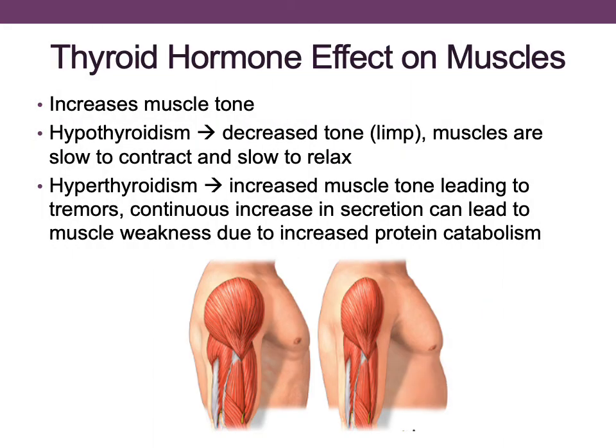Thyroid hormone effects on muscles. The textbooks say that thyroid hormone increases muscle tone, but normal levels just give muscles a nice normal tone to them. However, in the case of hypothyroidism, there will be a decreased tone. The muscles will feel limp. Muscles are slow to contract and slow to relax in this kind of situation. In hyperthyroidism, it'll cause increased muscle tone to the point of causing tremors. And continuous increase in the secretion of thyroid hormone can lead to muscle weakness due to the increased protein catabolism.